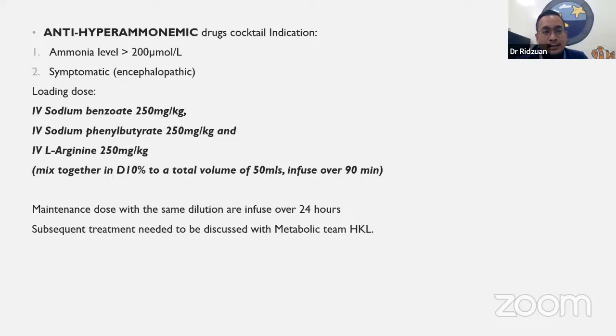For a baby like ours with a high ammonia level, an anti-hyperammonemia cocktail of drugs is indicated when the ammonia is more than 200 and there are encephalopathic symptoms. A loading dose of IV sodium benzoate, IV sodium phenylbutyrate, and L-arginine mixed together in dextrose will be infused over 1 to 2 hours, and then followed with a maintenance dose with the same dilution for 24 hours. Subsequent treatment is needed and should be discussed with the metabolic team.